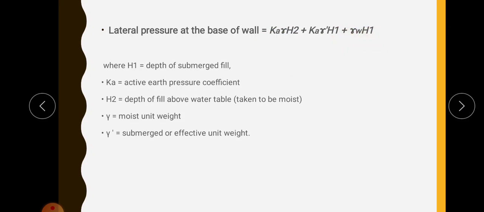Okay. Here H1 is the depth of submerged fill and H2 is the depth of fill above the water table. Then gamma dash is the submerged unit weight and gamma is the moist unit weight. So this is the equation if the water table is in between.